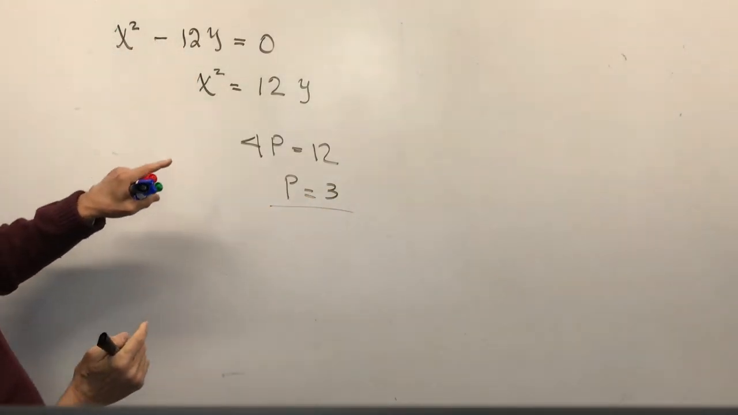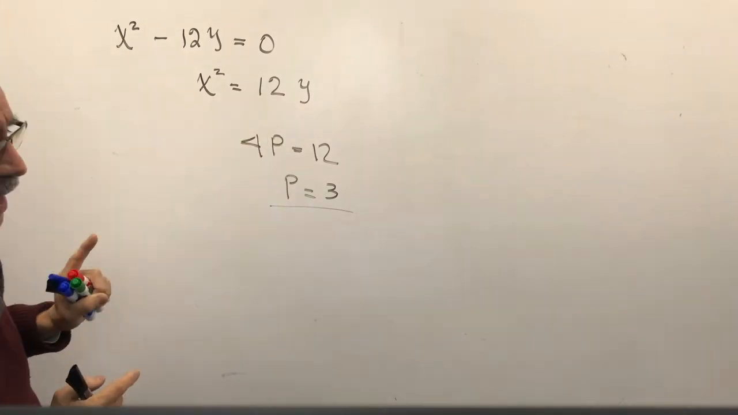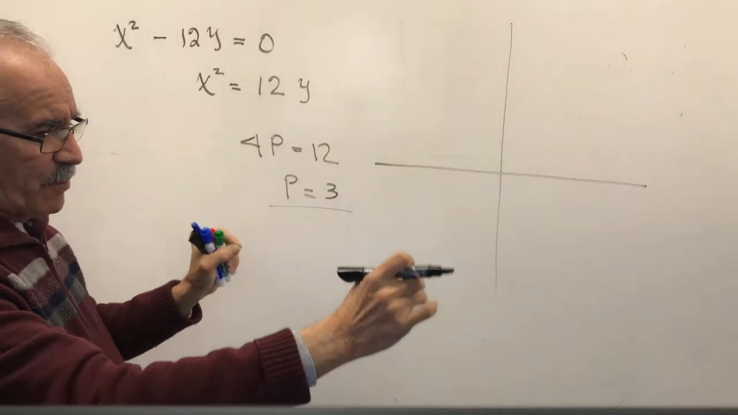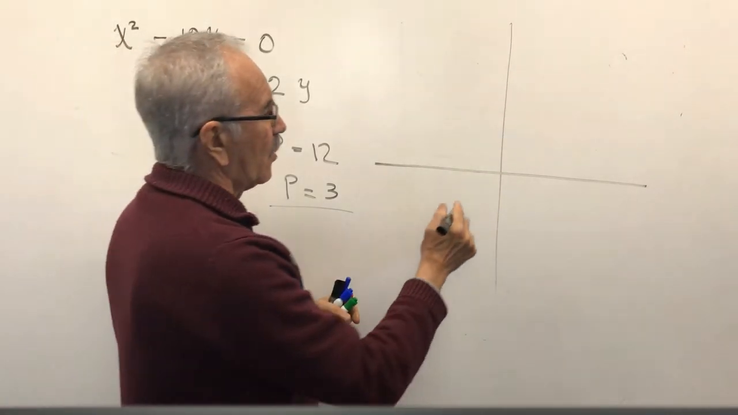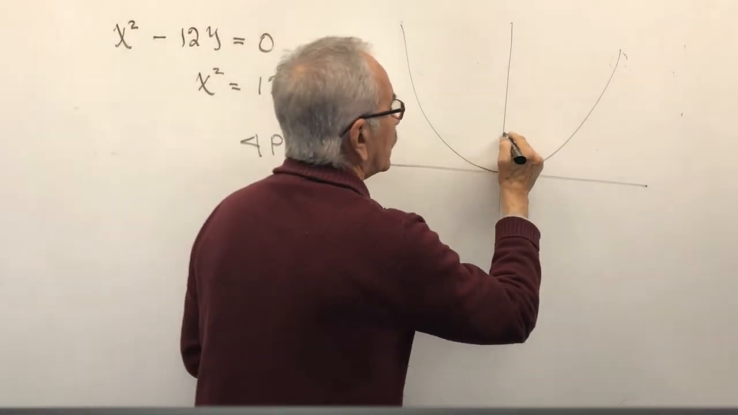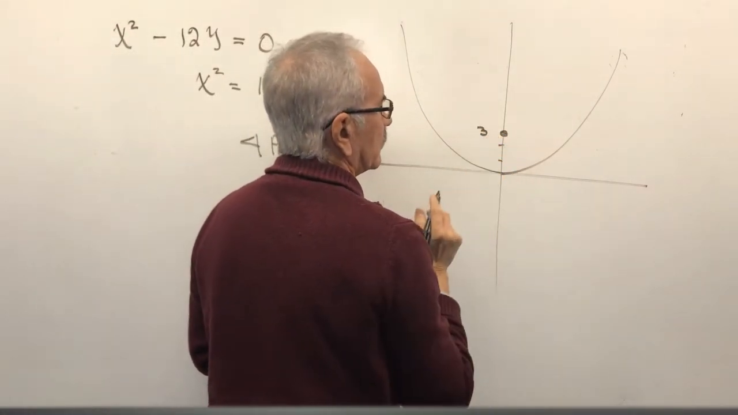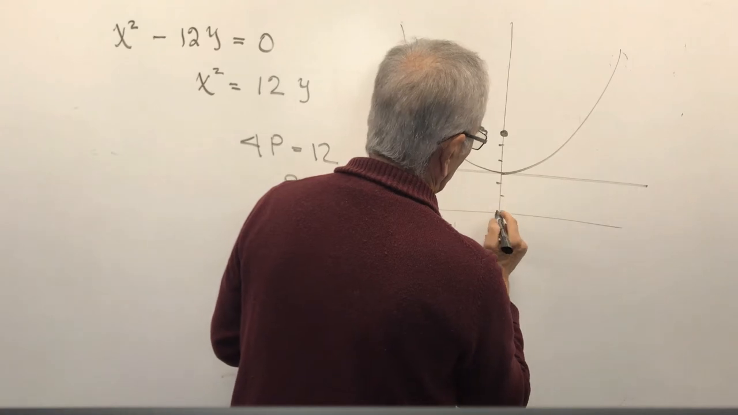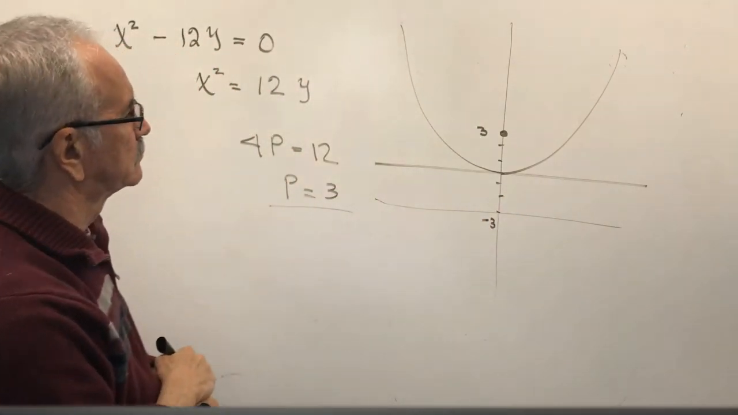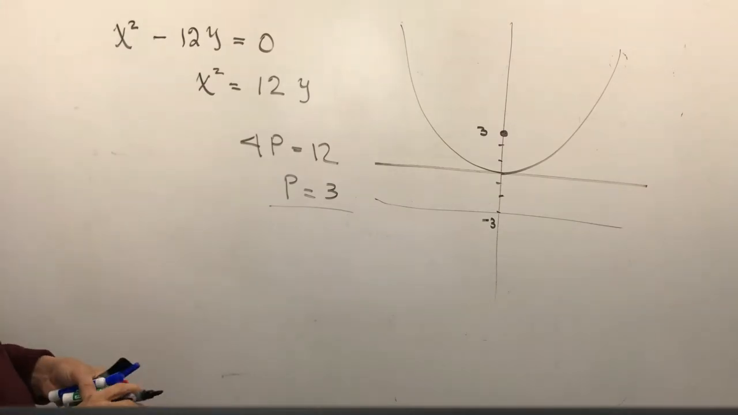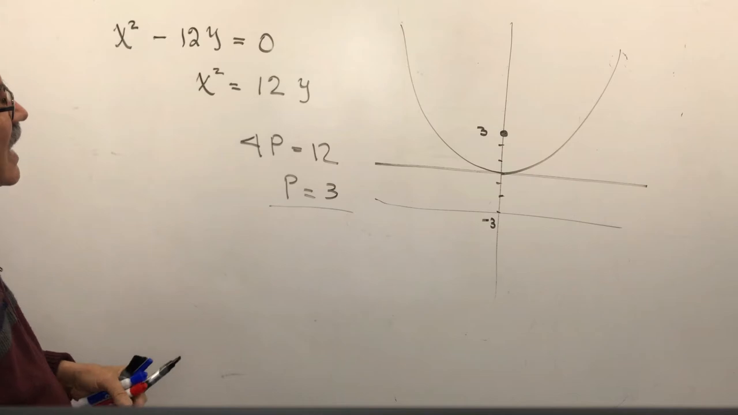But in this case, we have the configuration x squared and y. So obviously it opens up because p is positive, because here we have p, 1, 2, 3. We finish. It's very easy. The directrix will be at minus 3. For any point, we can perform an evaluation if we want, in order to have an exact graph.